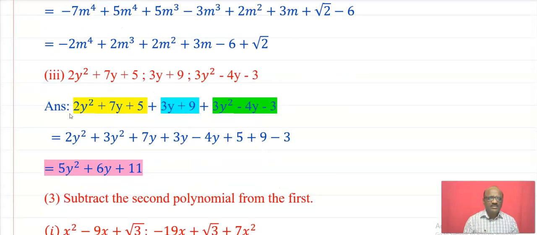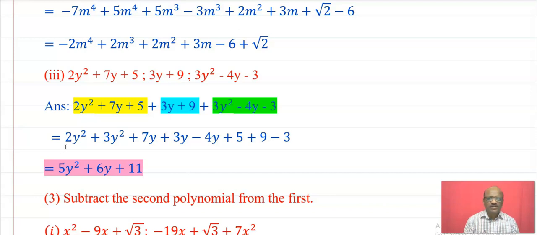Now next addition is, here there are three polynomials. Here three polynomials are taken: 2y square plus 7y plus 5, 3y plus 9, 3y square minus 4y minus 3. Now the addition, first polynomial is 2y square plus 7y plus 5. Next is 3y plus 9, and third is 3y square minus 4y minus 3. How many square terms are there? These are two, that is 2y square and 3y square. 2y square plus 3y square. Next is 7y plus 3y and minus 4y. Now the constant, that is 5 plus 9 minus 3.